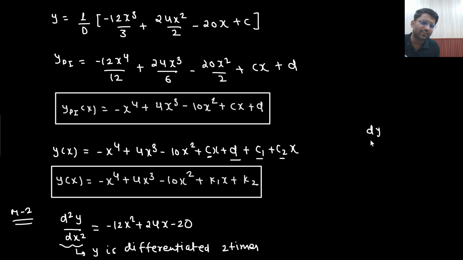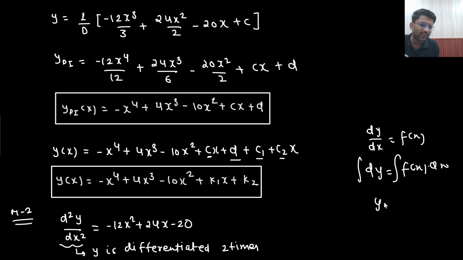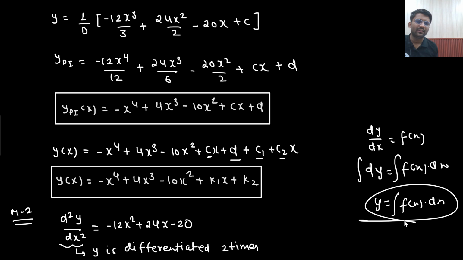When dy by dx equals fx is given, what do you do? If I need to find out the value of y, what will you do? Sir, dy equals fx dot dx, and then you simply integrate it. So what is the value of y you will be getting? Integral of fx dot dx. This is the answer that we get. Simply integration. So similarly, for d2y by dx2, you do 2 times integration, no?